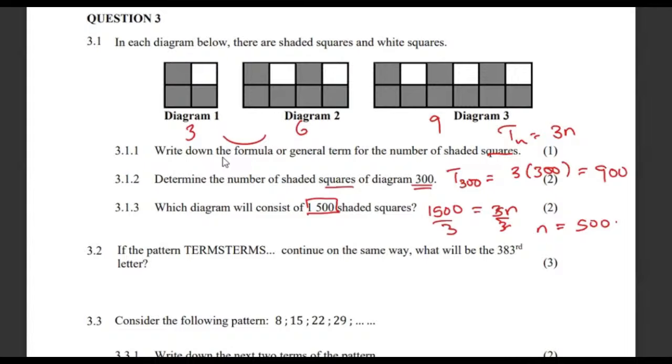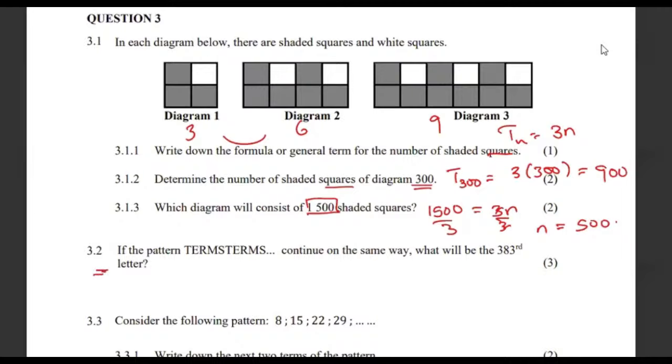3.2, if the pattern terms continue in the same way, what will be the 383rd letter? Wow, what a question. Okay, so how do we answer a question of this nature? So we need to start by understanding the knowledge of odd positions and even positions.